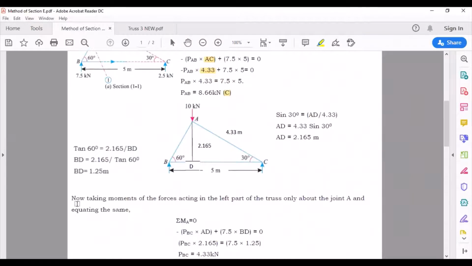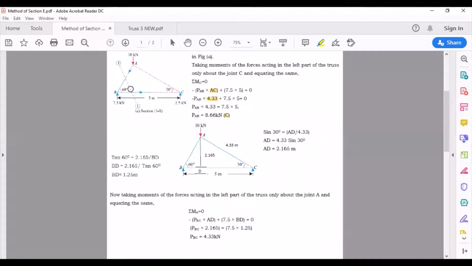Okay. So taking moment of forces to the left part of the truss about the joint A, we have... So what I'll do now is take moments with respect to point A. Now, when I take moments with respect to point A, keep in mind I have only three things to be considered: AB, BC and 7.5. Why? Because I am considering the left portion of the section, that is, left of this section 1-1.